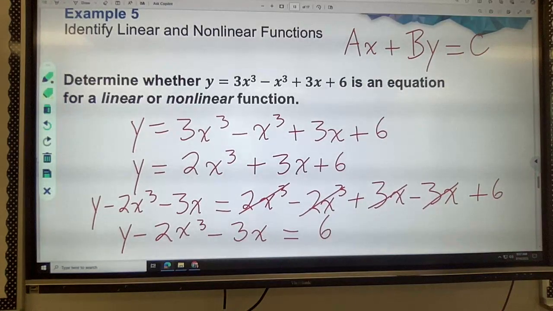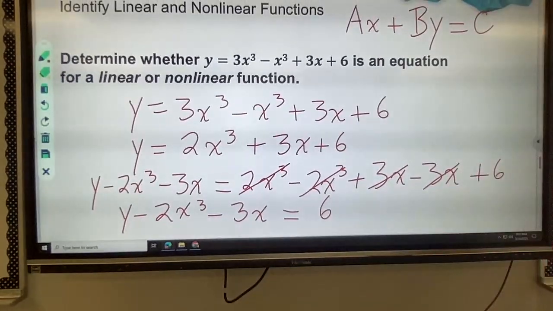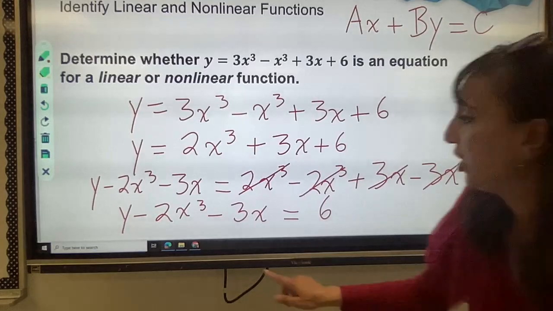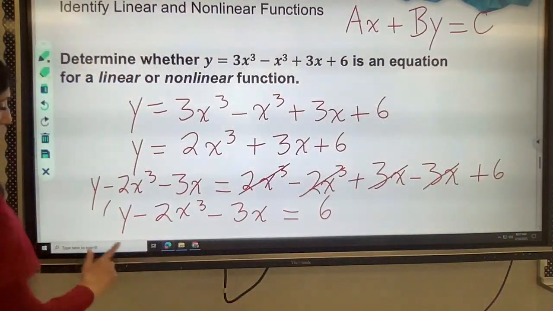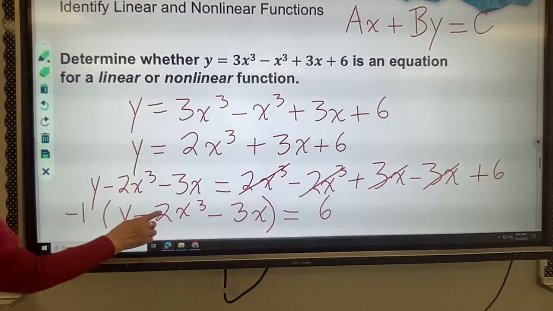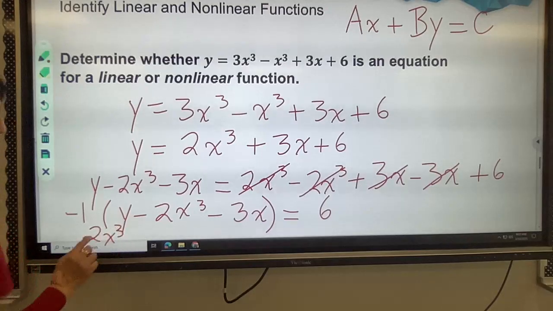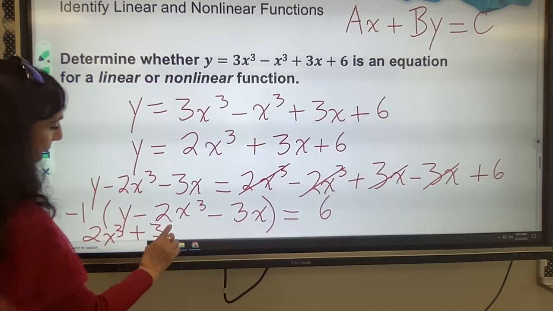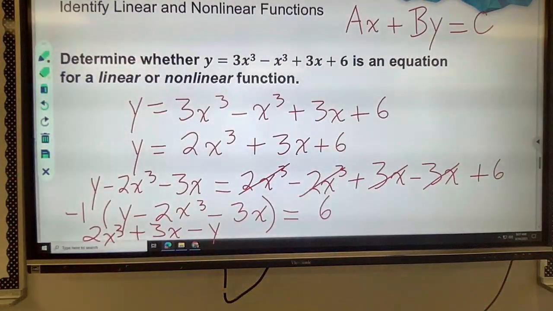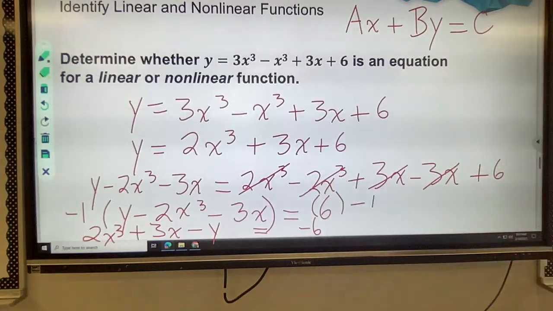And so we are again going to multiply each side by -1. And what am I left with? So I get 2x cubed, because I am multiplying this all here by -1. And so negative times negatives gives me positive. So I have 2x cubed plus 3x minus y, okay, is equal to -6, because everything here is multiplied by -1.